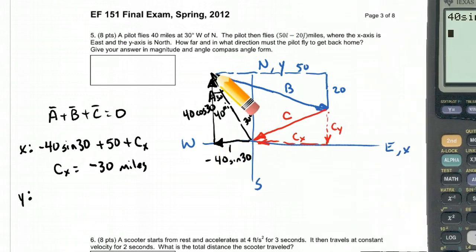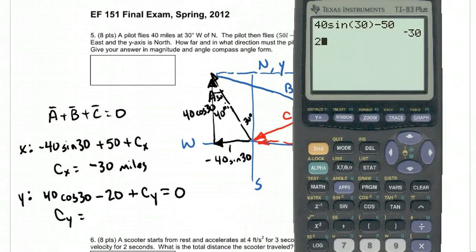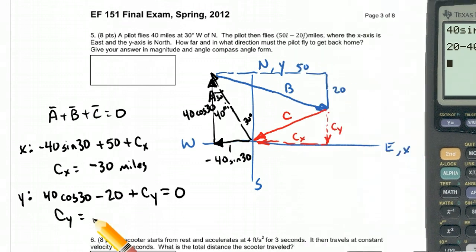Okay, same thing for y. We have a positive 40 cosine 30. Okay, this y was a minus 20. And then plus, I'll write it as plus c sub y, it'll come out to be negative, and that's going to be equal to 0. Solving for that is going to be 20 minus 40 cosine 30, minus 14.64 miles.